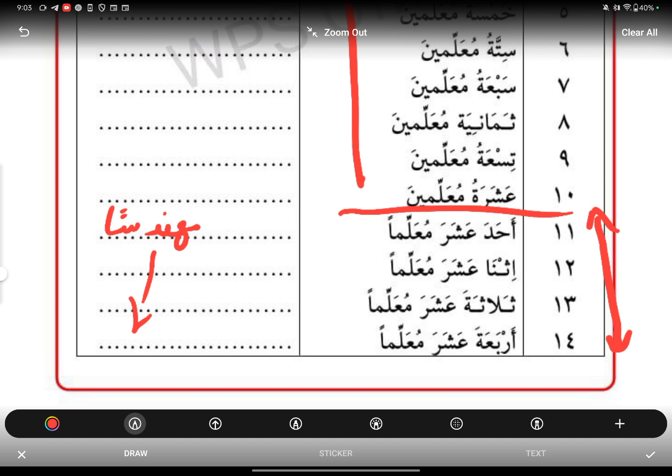11 muhandisan, 12 muhandisan, 13 muhandisan. So from when it becomes 13, it becomes female. 13, 14 muhandisan.